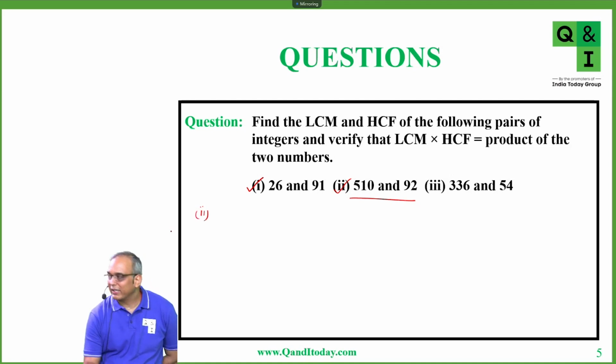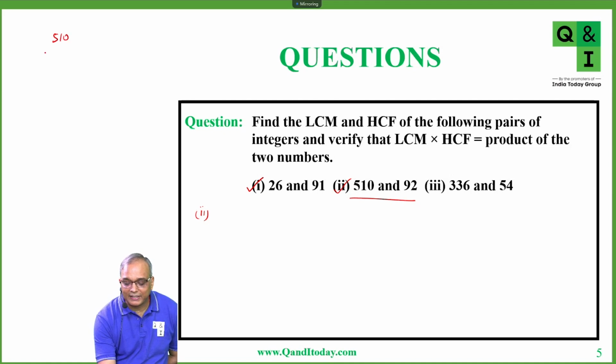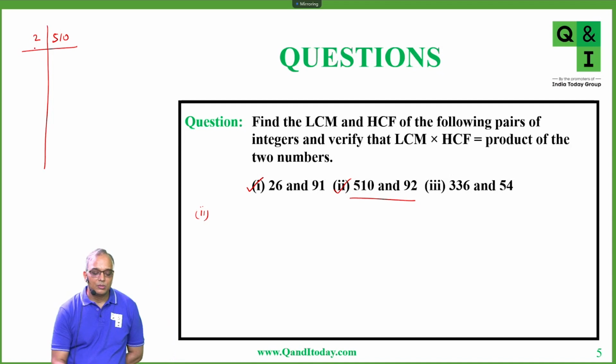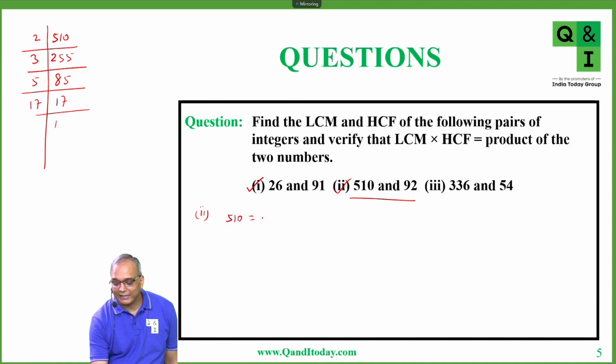So I'll do it together with you. So we'll write the prime factorization of 510. If I divide it by 2, this is 255. Then by 3, 85. Then by 5, 17. And by 17, 1. So 510 can be written as 2 to the power 1, 3 to the power 1, 5 to the power 1 into 17 to the power 1.